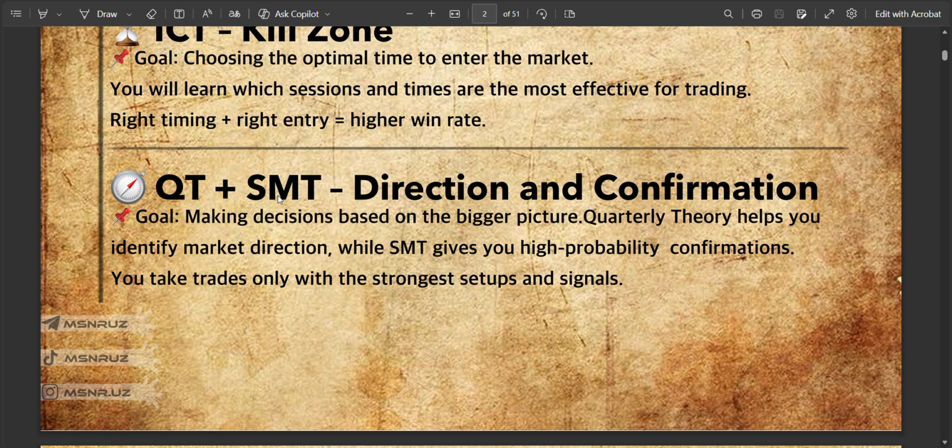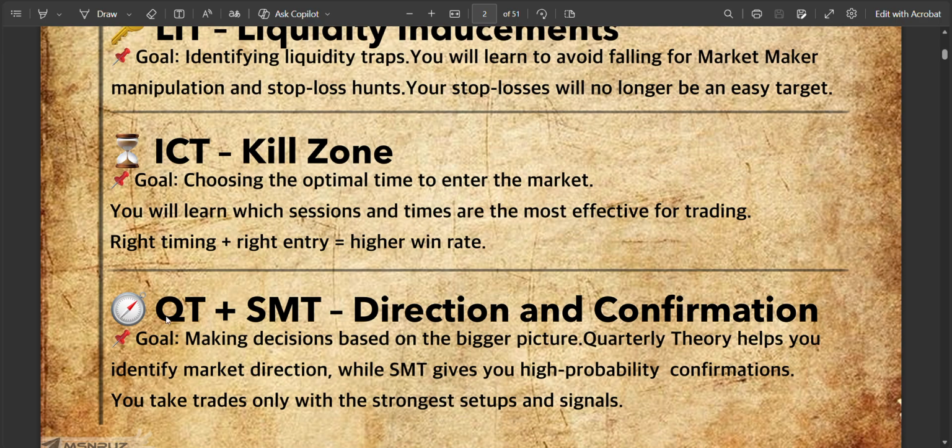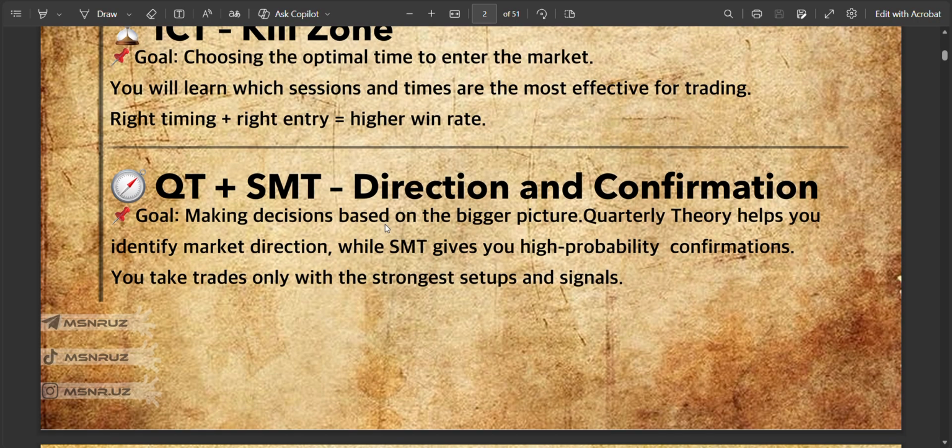QT plus SMT, direction and confirmation. The goal here is making decisions based on the bigger picture. Quaternary theory helps you identify market direction, while SMT gives you high probability confirmation. You take trades only with the strongest setup and signal. So this is all the things that you are going to learn in this book.